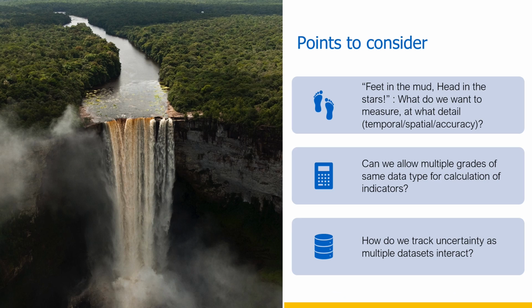So as we prepare to enter this course and get our feet into the basins we want to help protect the freshwater health for, I leave you with these points that may help you weigh the different choices in front of you to monitor, measure, and quantify different aspects of freshwater health. The first question you have to consider is what do you want to measure and at what detail? Secondly, how can you allow multiple grades of same data to coexist? And thirdly, how will you track the uncertainty across these multiple data sets?